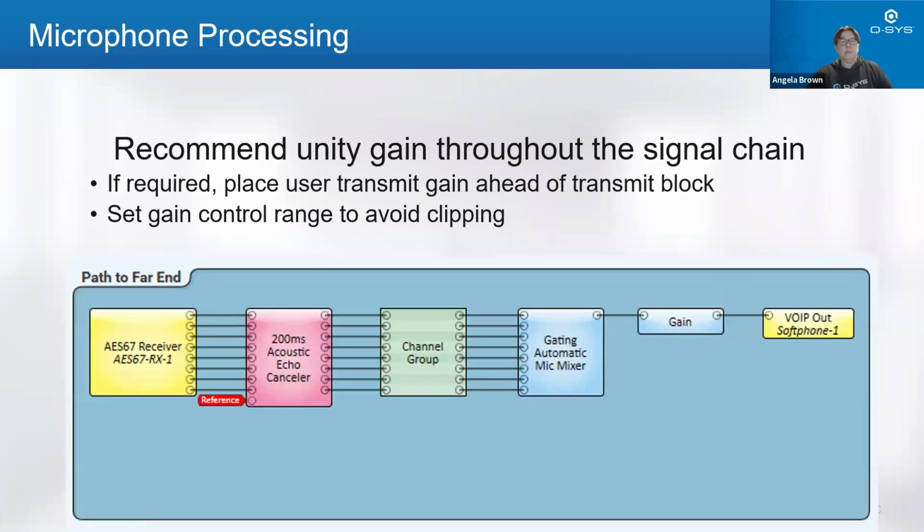Okay, so then we're going to talk about unity gain. We talked, I don't know, 15 minutes ago about unity gain in the Q-SYS ecosystem being minus 20 dBFS. We really, really need to make sure that our signals are unity gain. The echo canceller really wants to operate at unity gain. It does its best work.